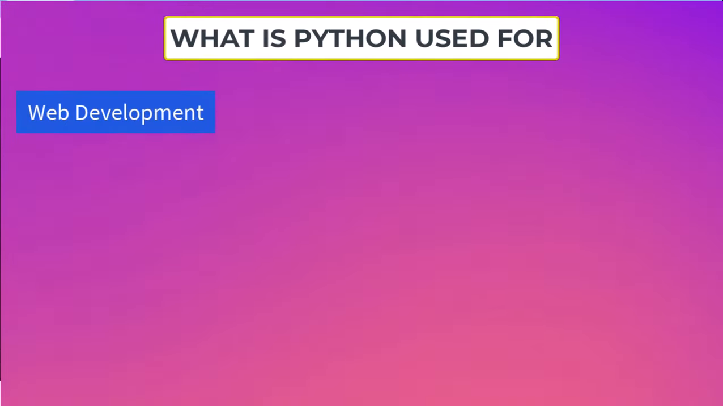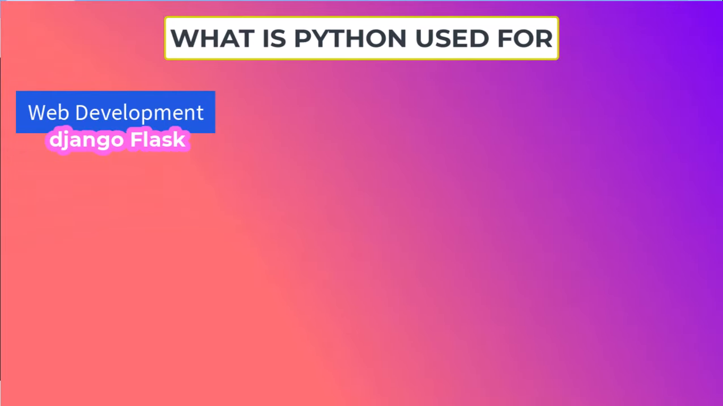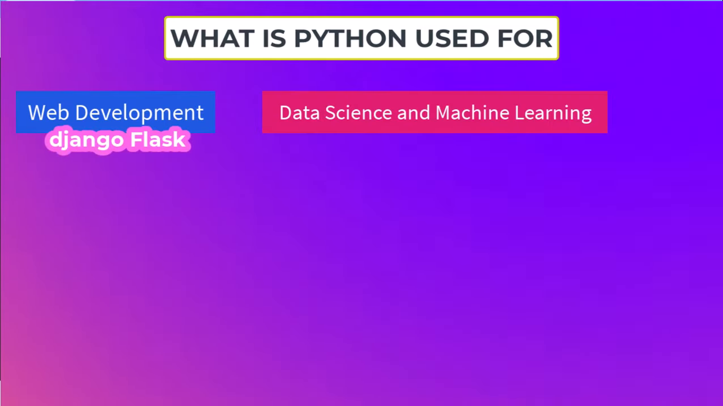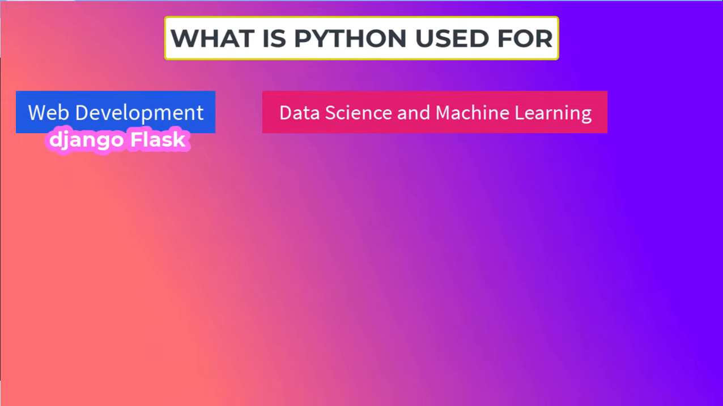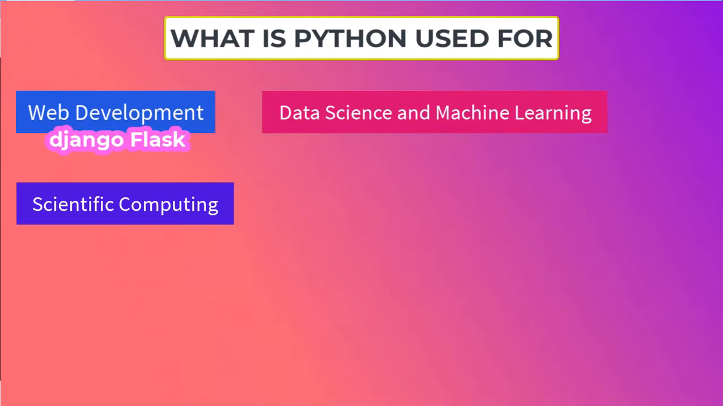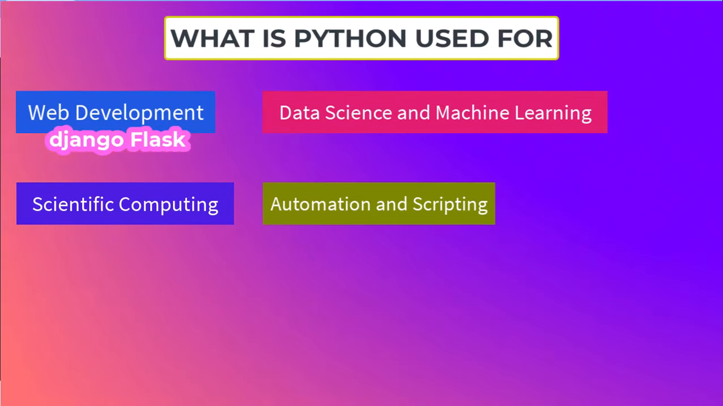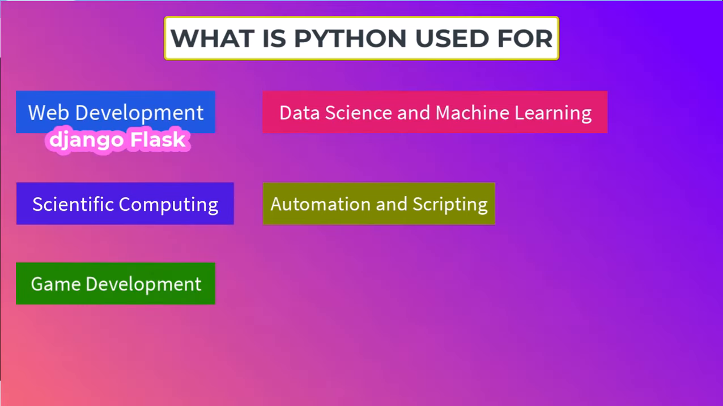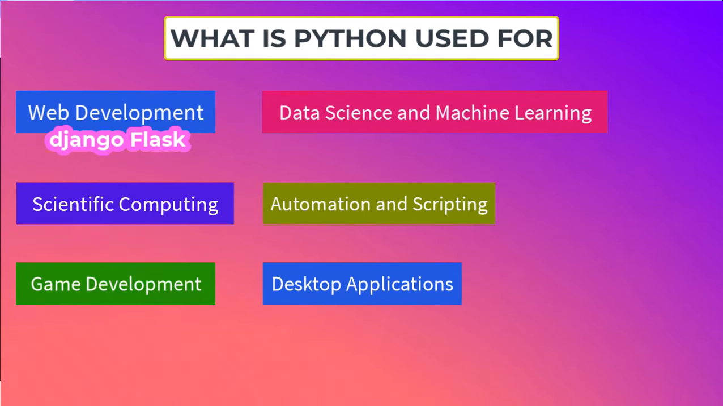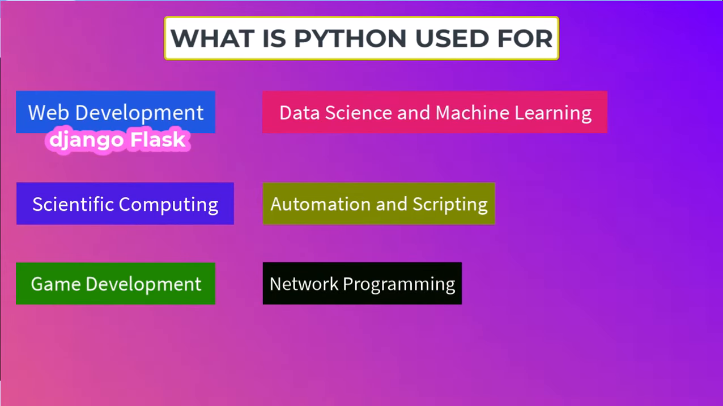What is Python used for? Python is used in web development using frameworks like Django and Flask. Python is also used in data science and machine learning, scientific computing, automation and scripting, game development, desktop applications, network programming, education, and etc.